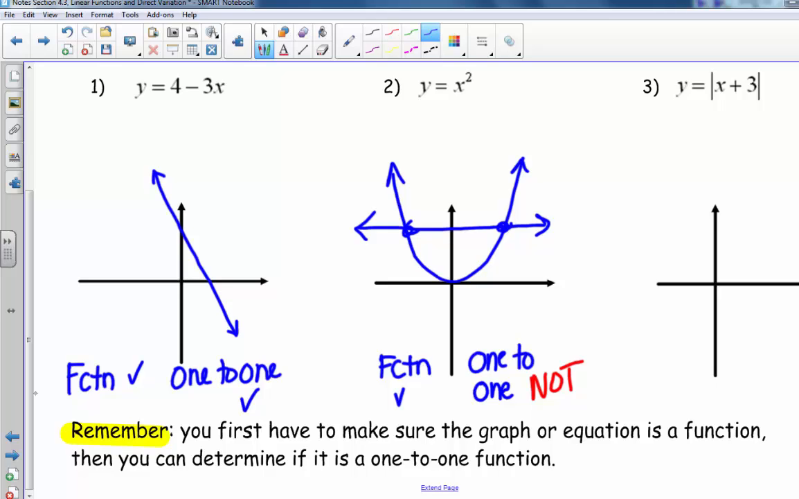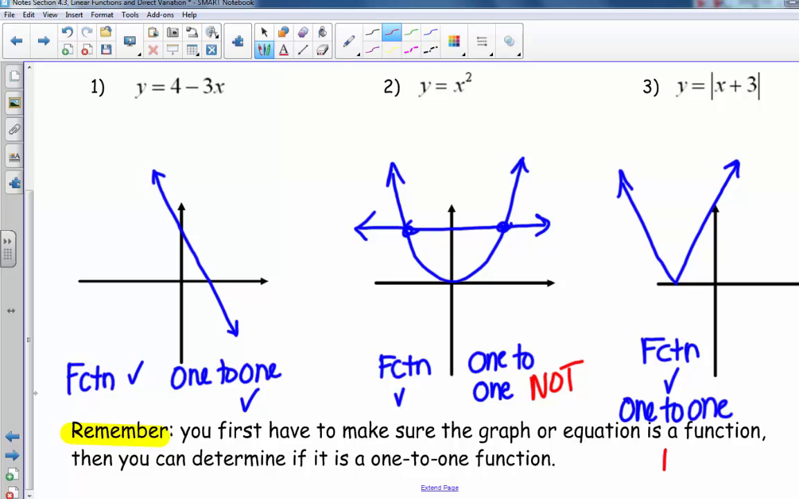Last one, absolute value of x plus 3. Looks like a V. Is it a function? Yes. Is it 1-to-1? No, because it does not pass the horizontal line test. Next page.